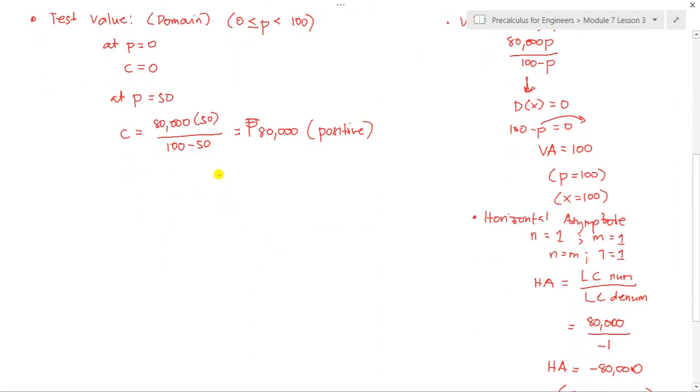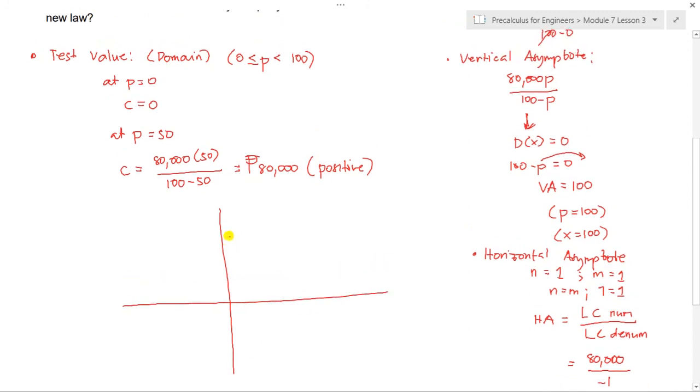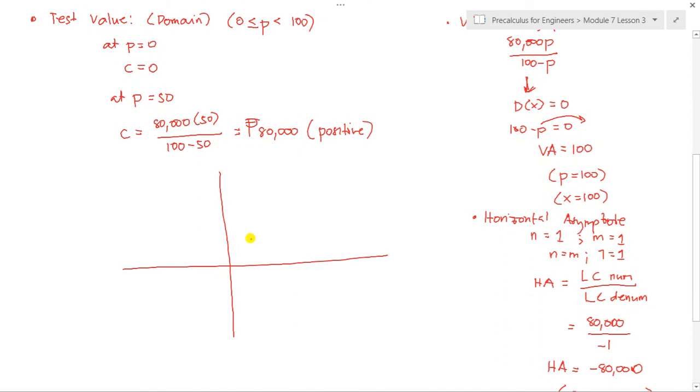So how are we going to graph this? So mag-draw ka, and then imo indicate pud ang vertical asymptote. The vertical asymptote is at x equals to 100, so or p. This is P and C. So P is the x-axis, C is the y-axis. Let's say nadri ang 100. So nadri, idrawin nimo hidden line ang vertical asymptote, that is x or p equals 100. Okay, so meaning dili mo touch ang ato ang rational function na.